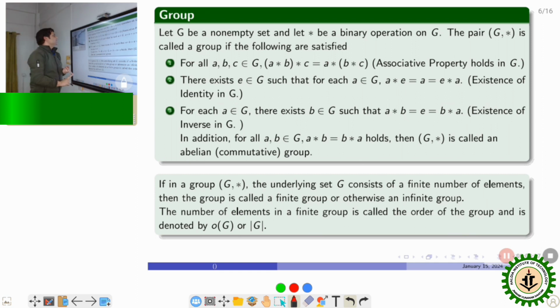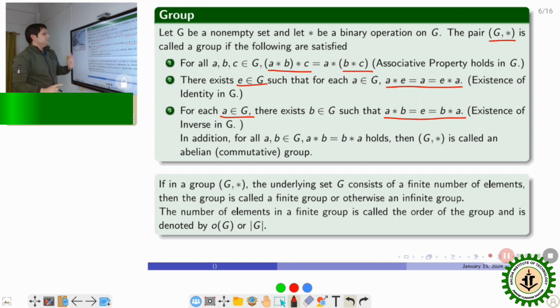Now we give the definition of group. Let G be a non-empty set and let star be a binary operation on G. Then the pair G comma star is called a group if the following three conditions are satisfied. First condition, for all a, b, c, the condition holds. That means the associative property holds in G. For the second property, there exists an element e, which we call the identity element, such that the condition holds. That means existence of identity element in G. And the third condition: for any element a in G, there exists another element b in G such that a star b equals the identity element equals b star a. That means existence of inverse in G.